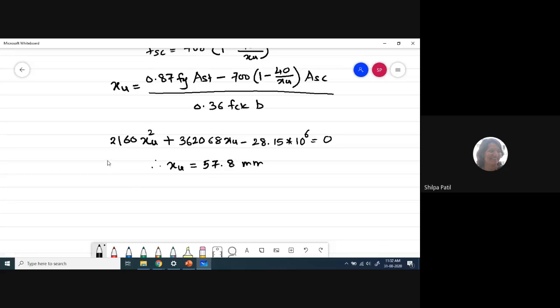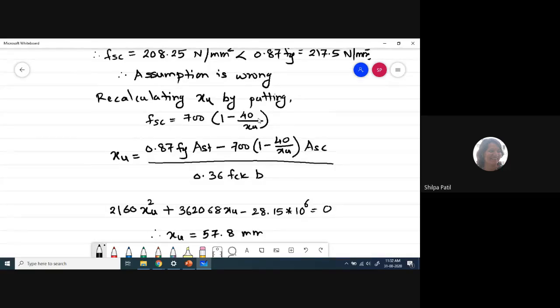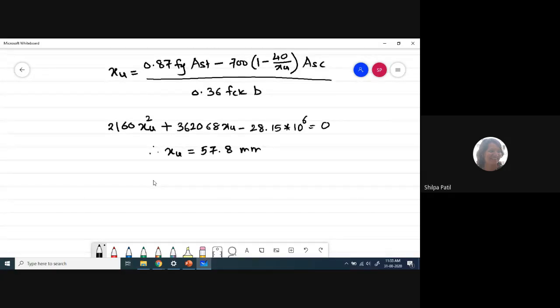Now, we have the XU value, we will again calculate FSC. Because we have not calculated FSC, we put the FSC formula in the XU expression and then calculated XU. So let us put the newly calculated XU value in the FSC equation. Again, we have to check the value of FSC against the maximum value, that is 0.87 FY. So FSC is equal to 700 into bracket 1 minus 40 divided by 57.8. So what is the FSC value you are getting?